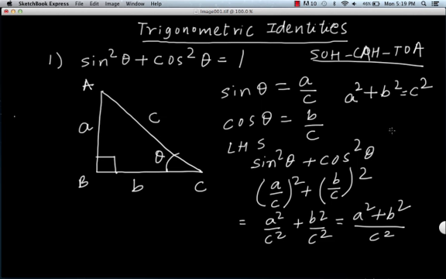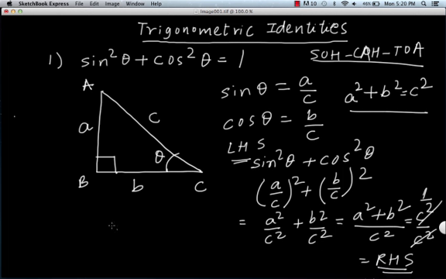But from Pythagoras theorem, we know that a square plus b square is equal to c square. So c square by c square cancels out, which is 1, which is equal to RHS. So LHS is equal to RHS. So sine square theta plus cos square theta is equal to 1.